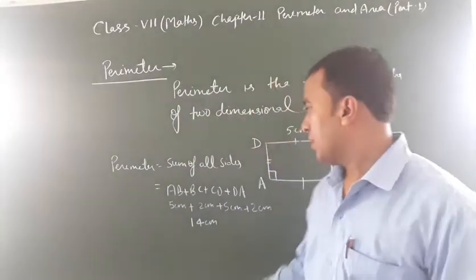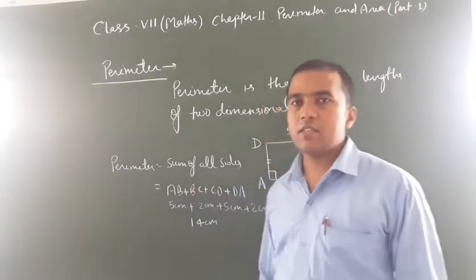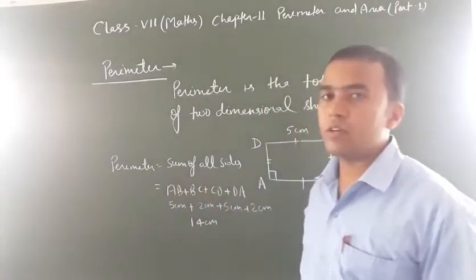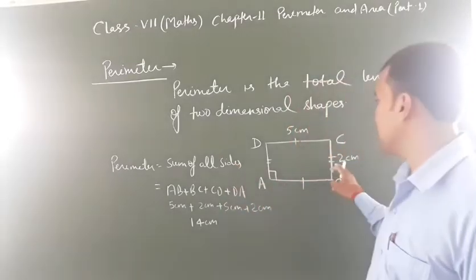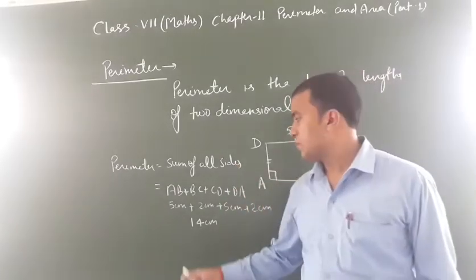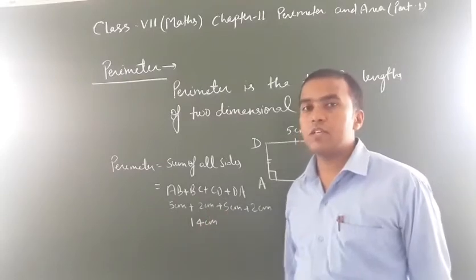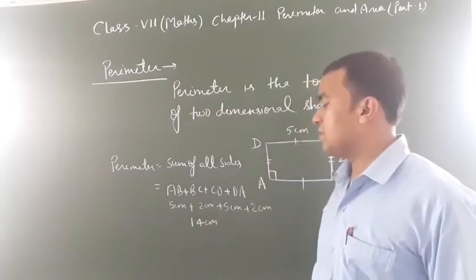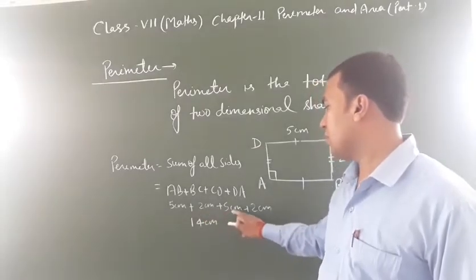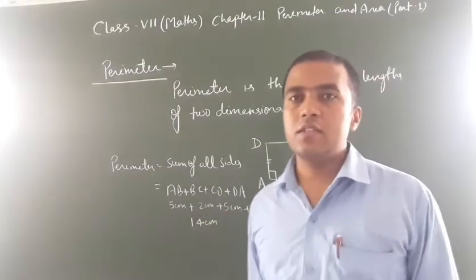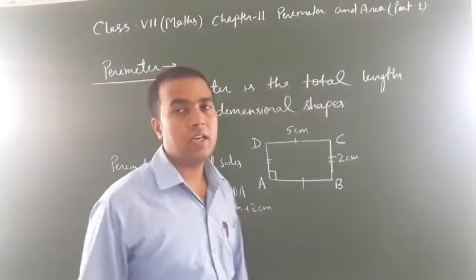Perimeter is asked. Perimeter means sum of all sides. Sum of all sides means AB plus BC plus CD plus DA. So 5 centimeters plus 2 centimeters plus 5 centimeters plus 2 centimeters. 5 and 2 is 7, 12, 14 centimeters. It is the perimeter of the rectangle. Clear?